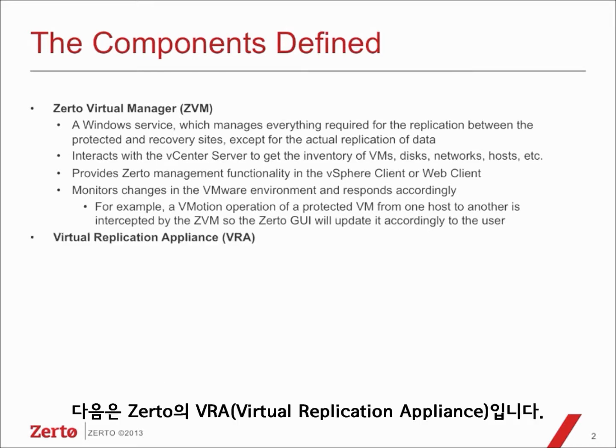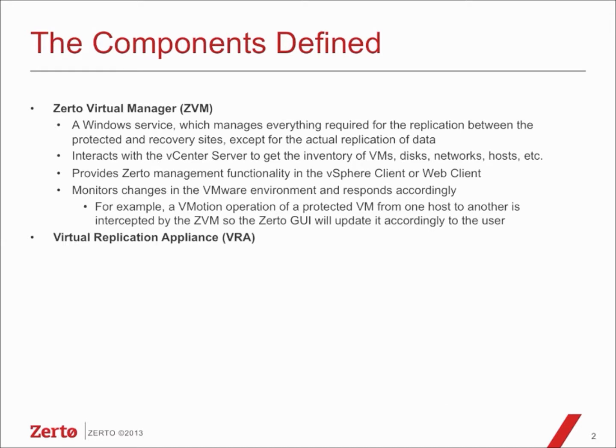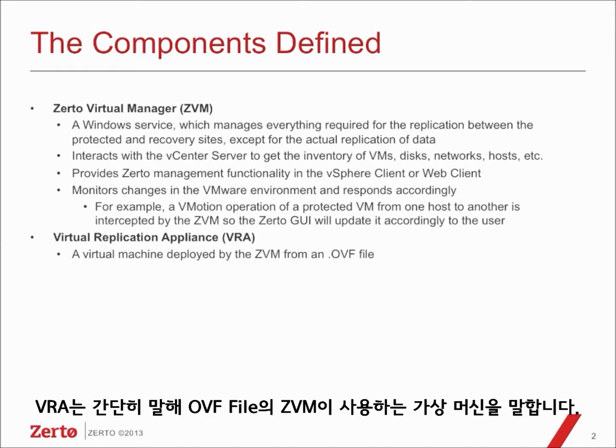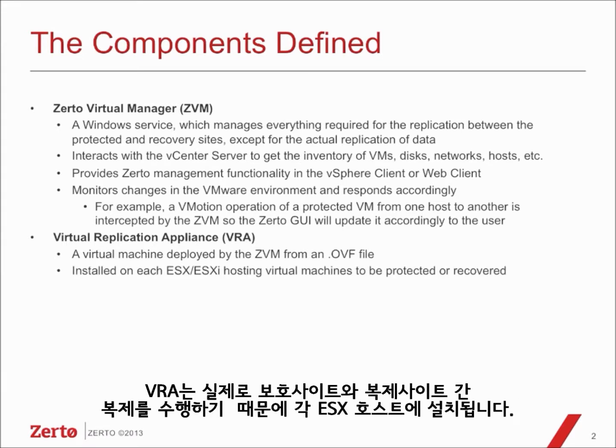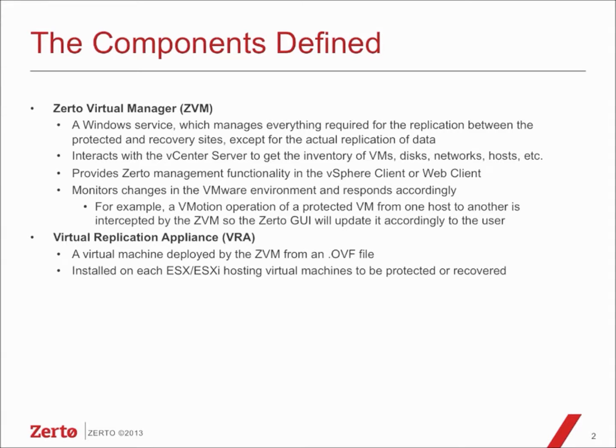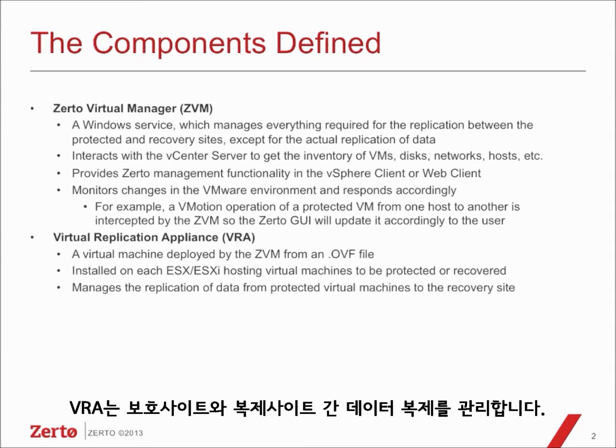Next is the Zerto Virtual Replication Appliance. This is simply a virtual machine deployed by the ZVM, and it's an OVF file. It's installed on each ESX host because it actually performs the replication between the protected and the recovery sites. It manages the replication of data from the protected site to the recovery site.